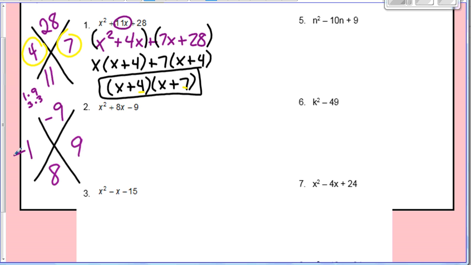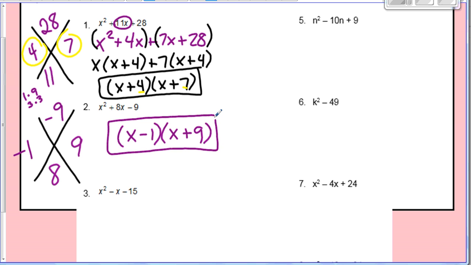Now, I've shown you a couple times, we actually don't have to go through that whole grouping process. I can just go ahead and write x minus 1, x plus 9, and that's my answer. Because the x's are kind of already figured out for you. X times x is going to give us x squared every time, which is what we're starting with.